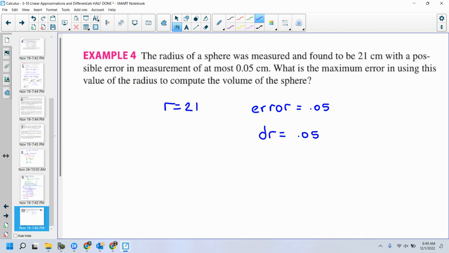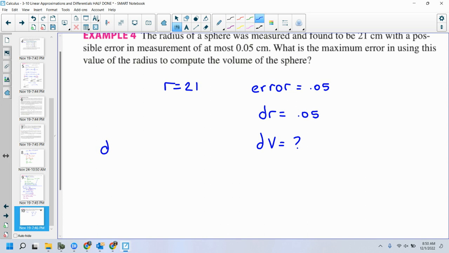So what am I looking for? I'm looking for dV, right? What's the differential on my volume? How much is that truly going to change my volume? Well, we've got to come up with a differential equation where dV is equal to f prime x dr. I know this is bad notation because I'm using x, but it's really f prime r dr, right?